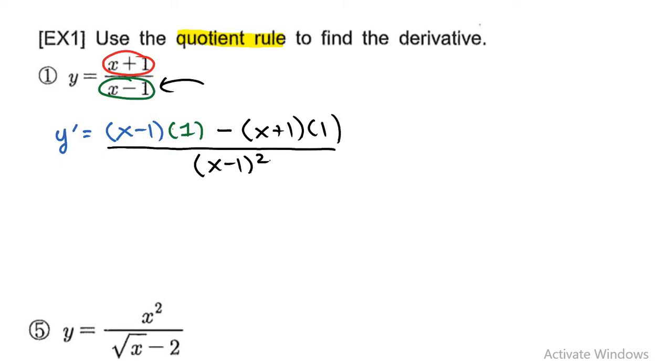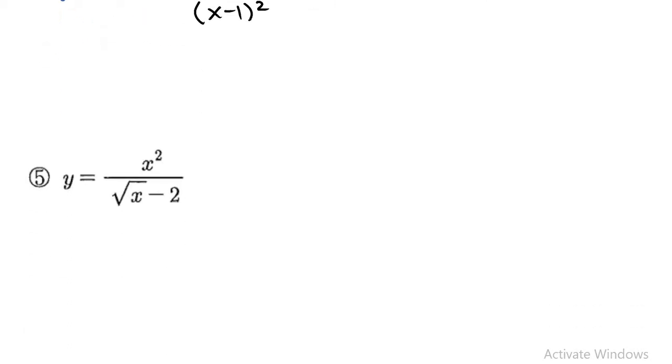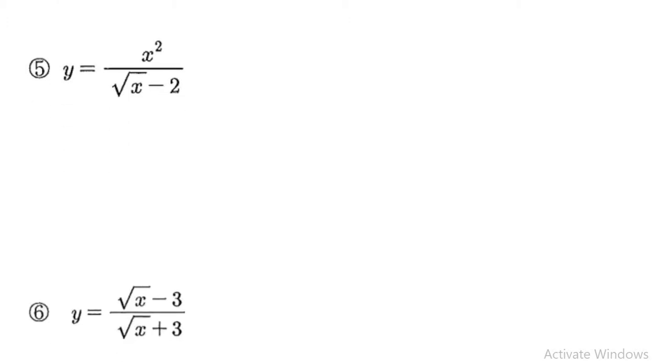Now for this problem, in my class, you don't need to simplify your final answer, so this answer is acceptable to finish. Alright, let's move on to the next question. The next question in the homework is question number 5. And once again, we have to take the derivative using the quotient rule.